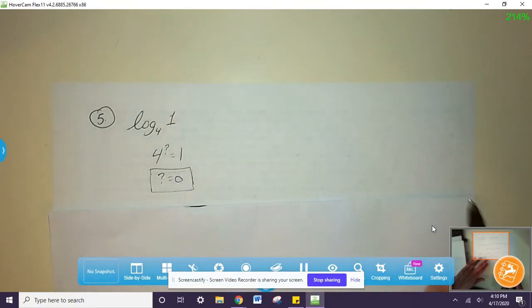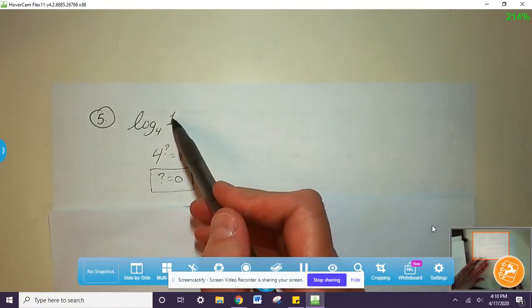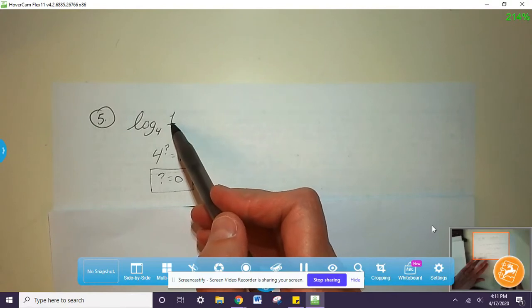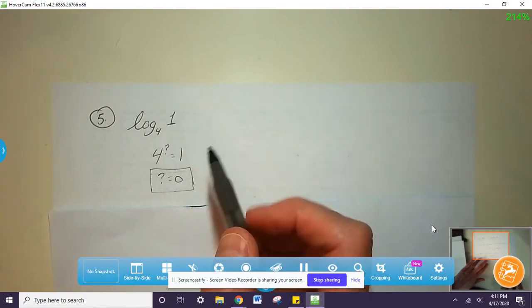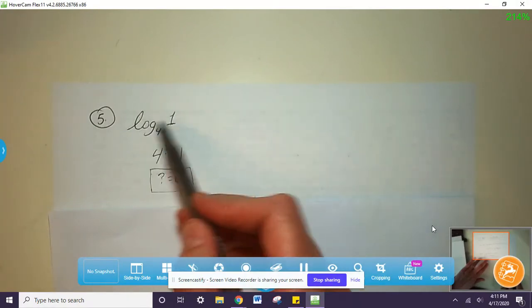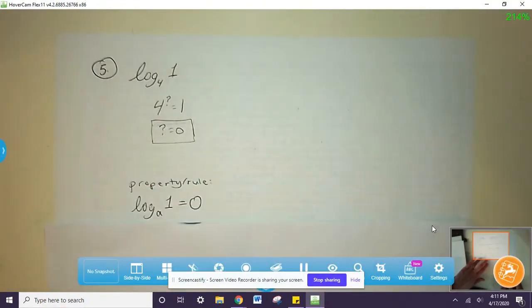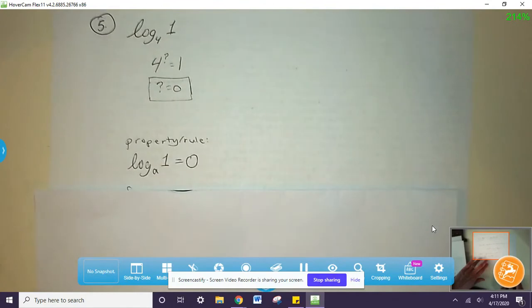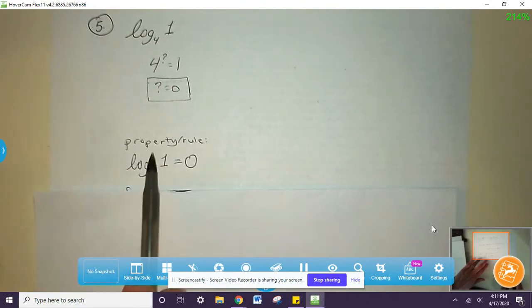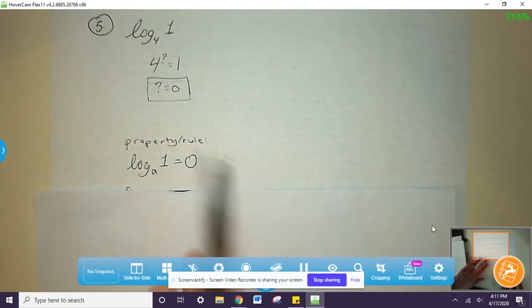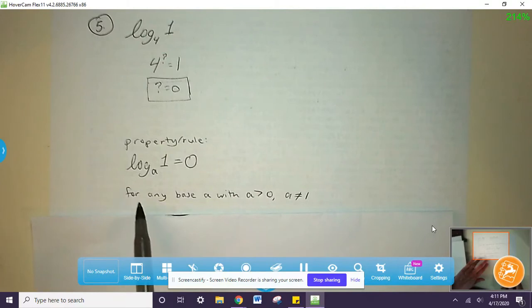And we had one of these problems in the past where the other guy here was 1. And some of you wrote in the comments in Edpuzzle, some of you asked if we're taking the log of 1, is it always going to be 0? Yes, that was a very good prediction you made. That is a property of logs that is going to be true. So whenever you're taking the log of 1, you're going to get 0 for any base that's allowed. So I used a here to represent any base that's allowed. The bases we're allowed to use are a bigger than 0 and not 1.